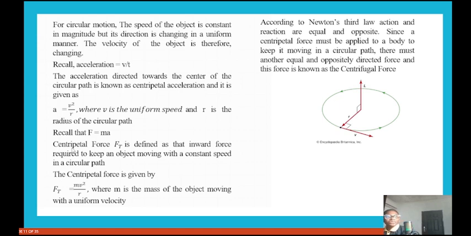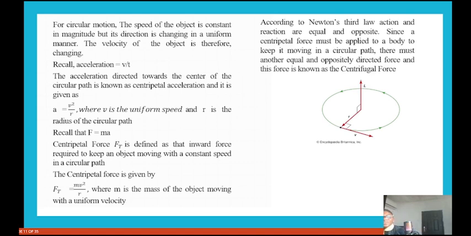So centripetal force is defined as the inward force required to keep an object moving with a constant speed in a circular path. That is the force that keeps the body moving at a constant speed as you are rolling that ball or the swing, and you use your hand to roll it. That force is an inward force required to keep an object moving with a constant speed in a circular path, and that is what is called the centripetal force.